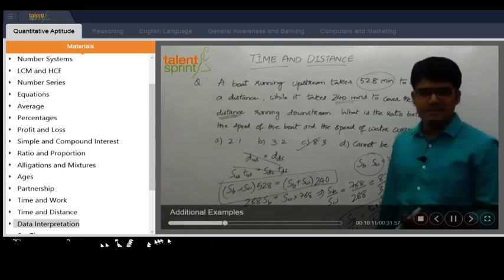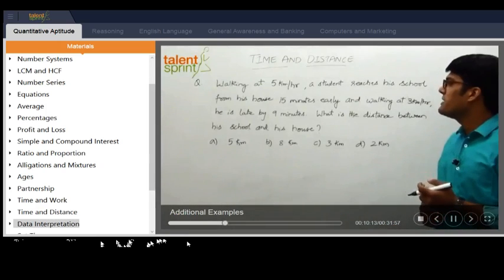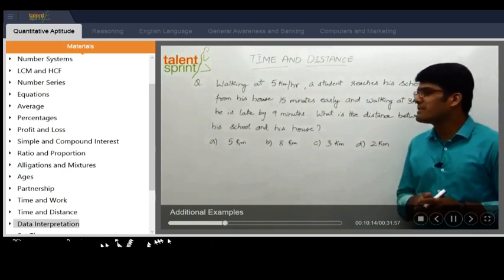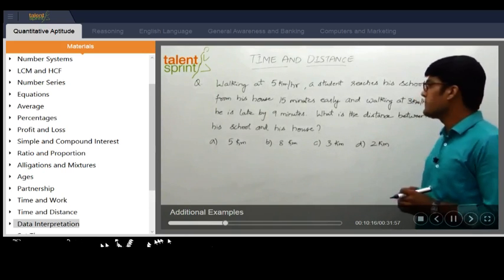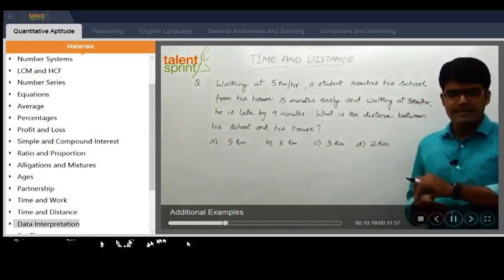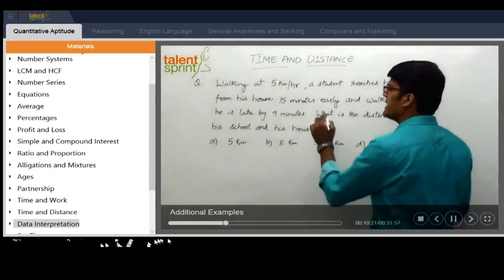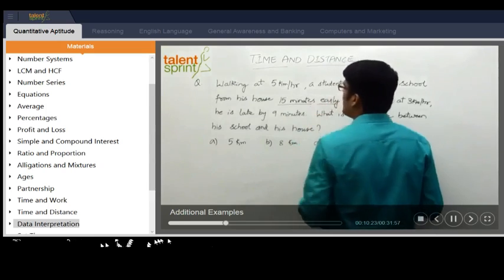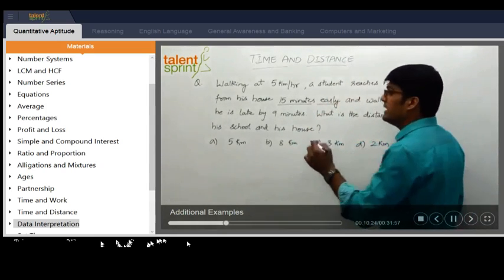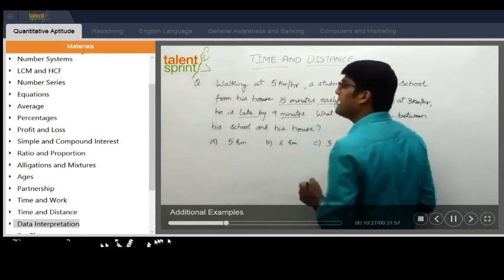Option C, 8:3. So, walking at 5 kilometers per hour, a student reaches his school from his house 15 minutes early. And walking at 3 kilometers per hour, he is late by 9 minutes. Now if you look at it, there are two different cases. In the first case, he reaches 15 minutes early. In the second case, he is late by 9 minutes.